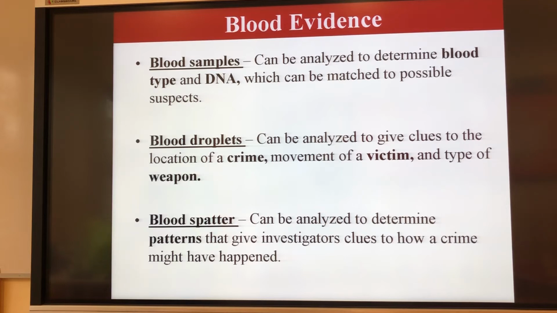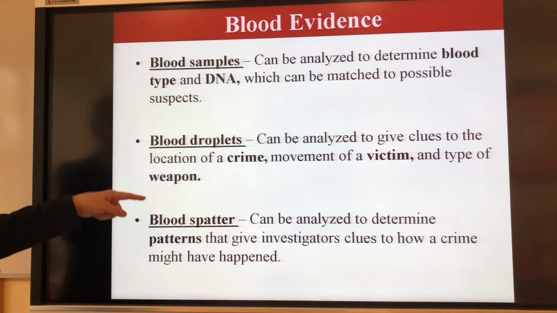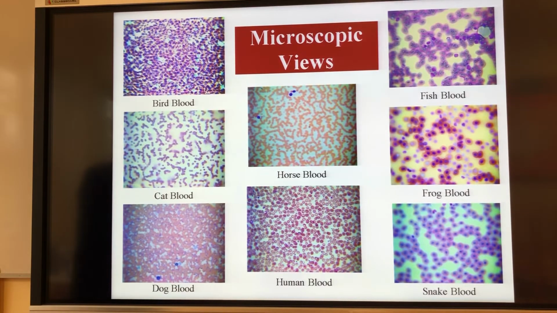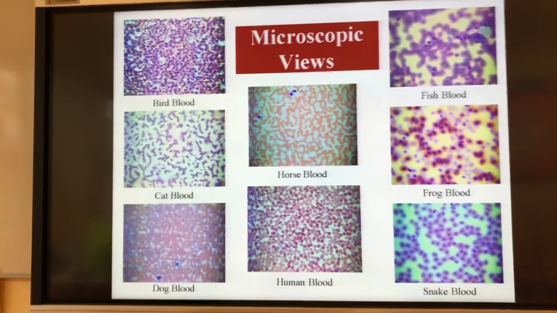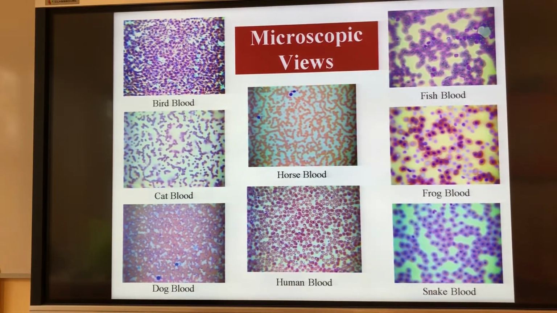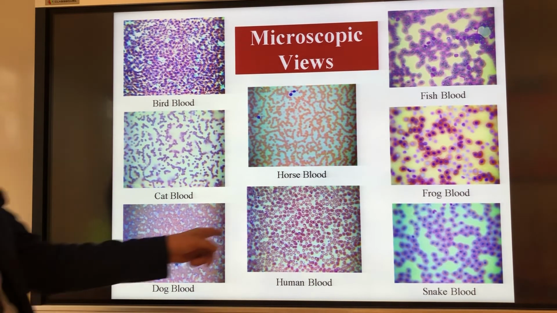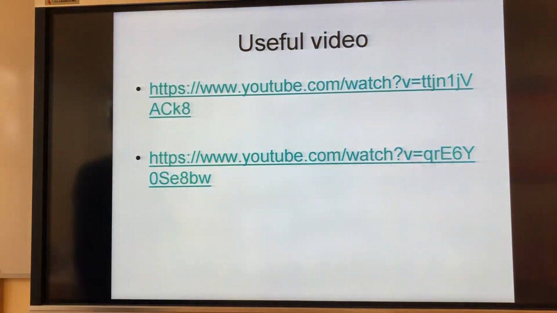We mentioned blood samples as well earlier, because these are things we can analyze, but they also use blood droplets and spatter in laboratories. Now, just because I think it's exciting to check this, you can see here the microscopic image of different creatures. There are even snakes here analyzed, frog, fish, horse, cat, bird, dog, and the human blood, so you can see the differences and similarities.